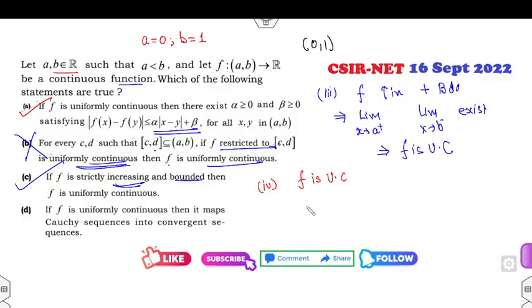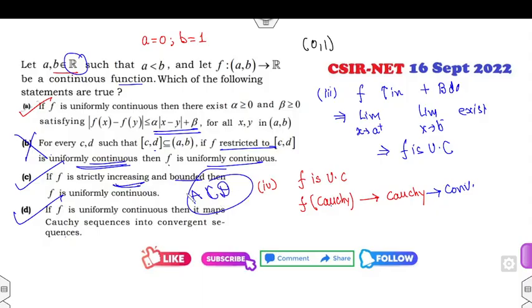If f is uniformly continuous, then f maps a Cauchy sequence to a convergent sequence. We know if f is uniformly continuous, f maps Cauchy to Cauchy, but on R, every Cauchy sequence is convergent. So that means Cauchy implies convergent. So the right answers are A, C, and D for this problem.